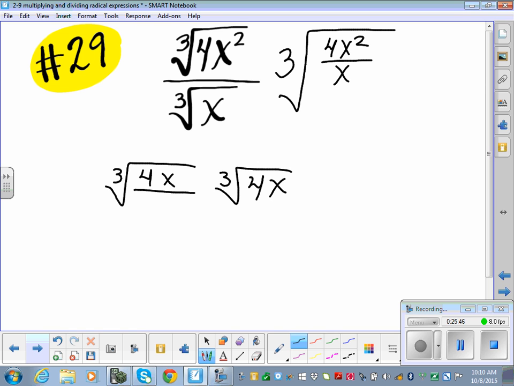And then from here, we'll simplify it. 4 breaks down into 2 and 2. X is x. Can we pull anything out? No. So our final answer would be the cube root of 4x.